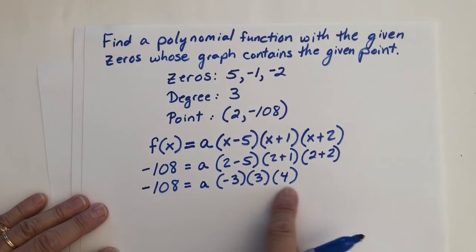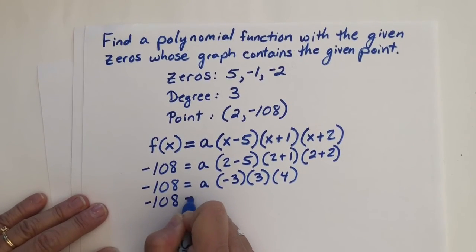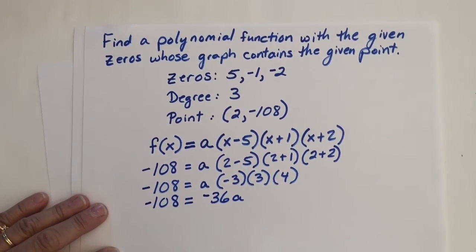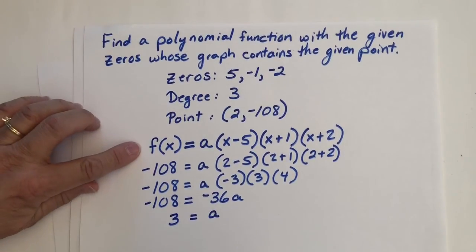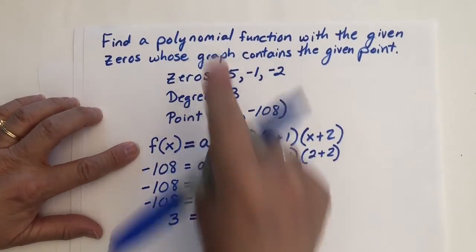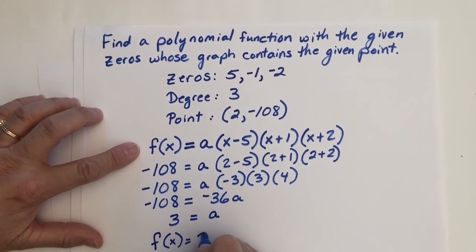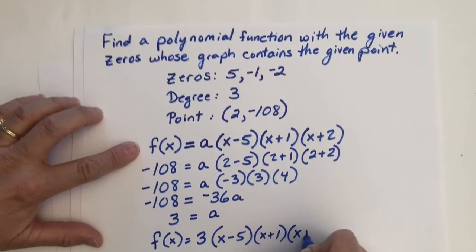Let's see the product of those. What is that? Negative 36. So we have -108 equals -36a. And when we divide both sides by -36, we get a equals 3. So we know that the polynomial that was described right here is f of x equals 3 times x minus 5 times x plus 1 times x plus 2.